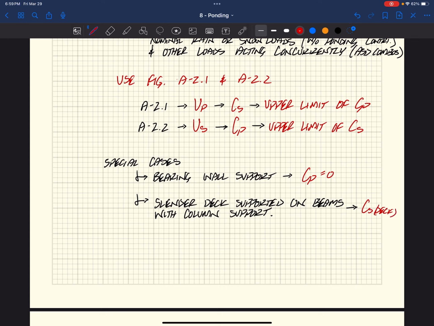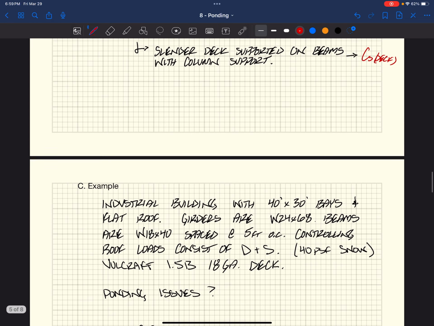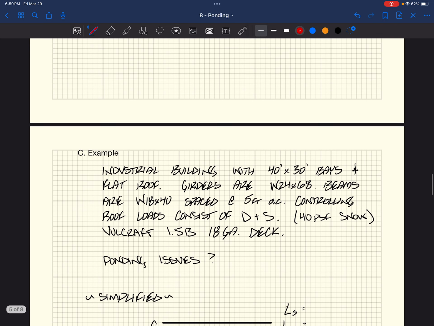If you have a slender deck supported on beams with column support, essentially your beams are going to act as your secondary member, then you look at CS as it relates to the deck. So you would use the spacing for the deck, the span that is for the deck. You would use the moment of inertia of the deck, and so on, the length of the span, the span of the deck as well. So those are some of the special cases.